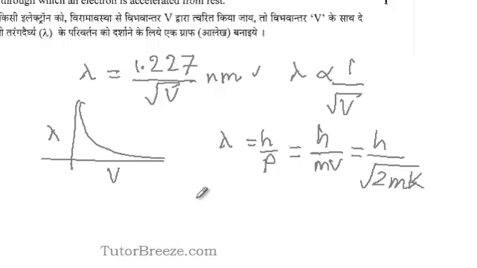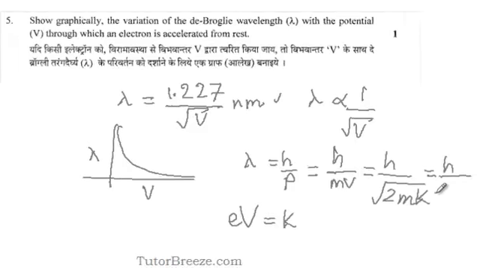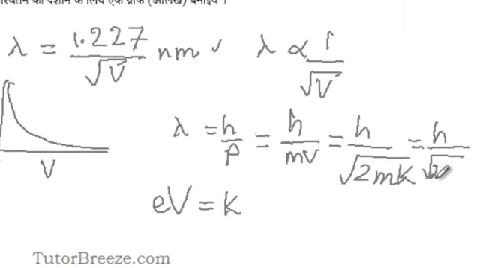Now, over here it is given in the question that the electron is accelerated through a potential difference of V volts. So, the energy acquired by the electron is e times V, the potential difference. And this energy is equal to the kinetic energy of the electron. So, plugging in this value, we get the de Broglie wavelength equals h over root 2 m e V.